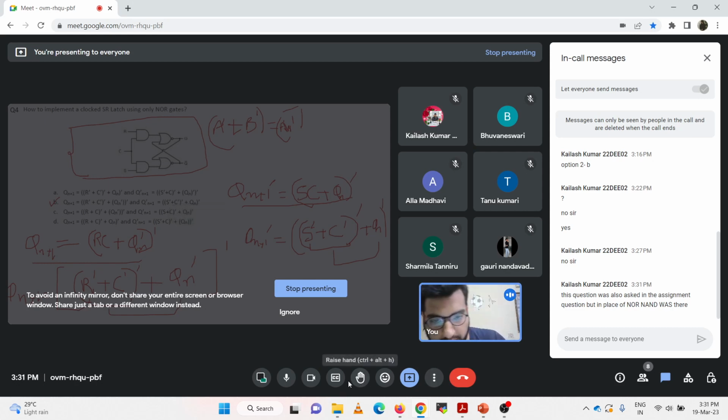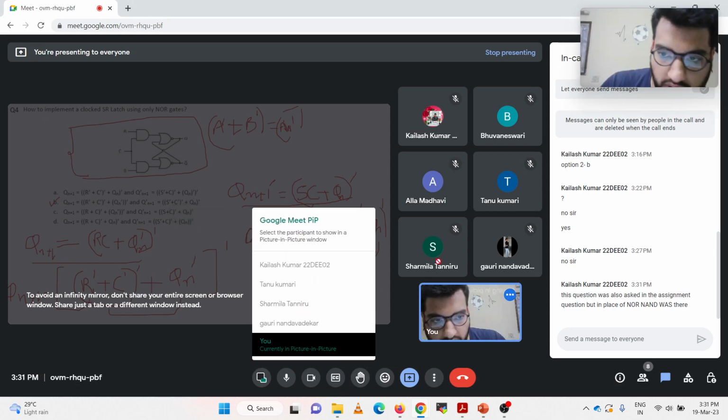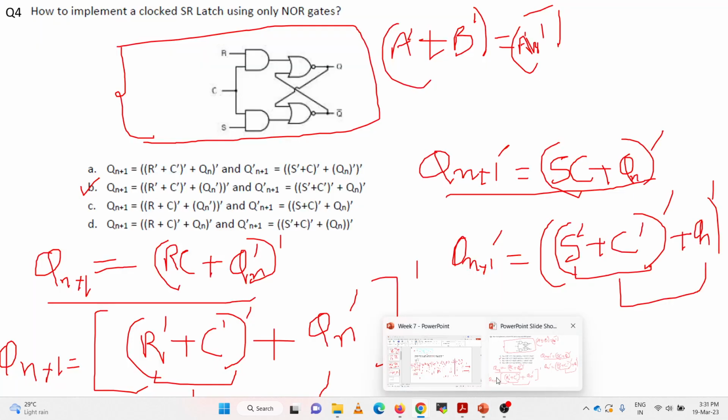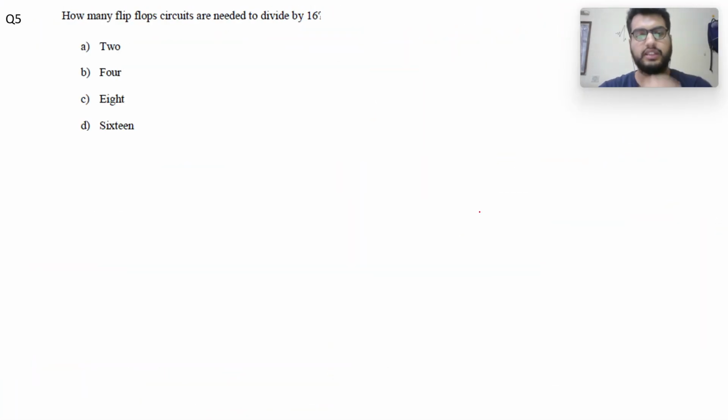Now let me check question number 5. Question number 5 asks us how many flip-flop circuits are needed to divide by 16. So we need to find the number of flip-flop circuits required to divide by 16. Whenever we do this divide by 16, it means we have to find the modulus. So divide by 16 means mod 16.